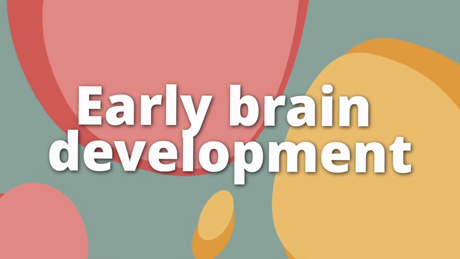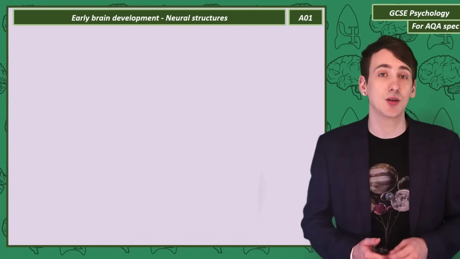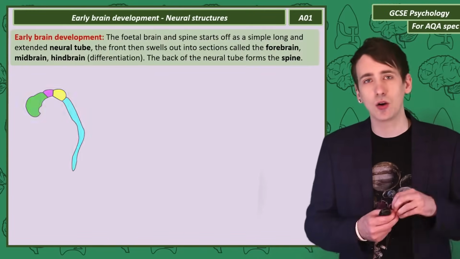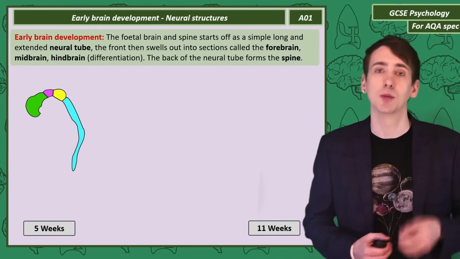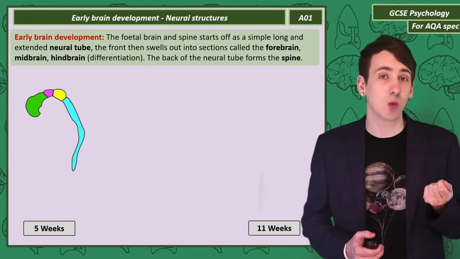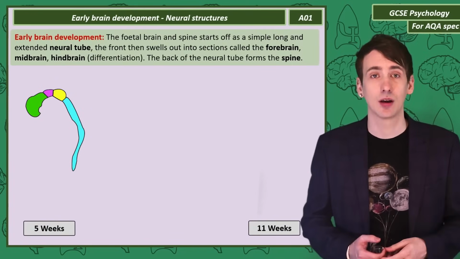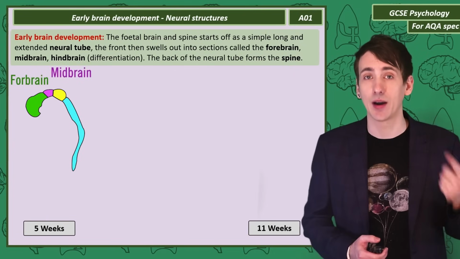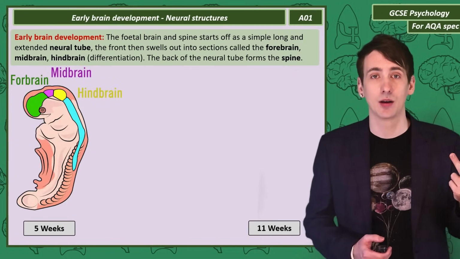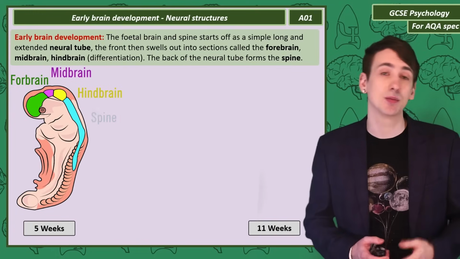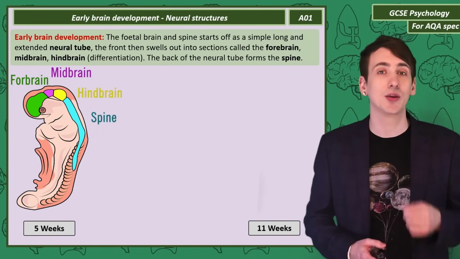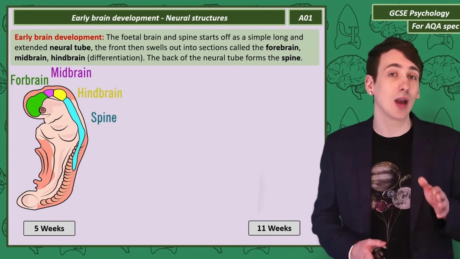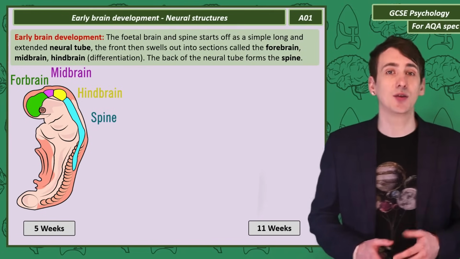Early brain development. When we think about the earliest stage of brain development, we start with a long and extended neural tube. The front of this tube then swells out into three sections: the forebrain, the midbrain, and the hindbrain. The back of the tube will then form the spine. Now, this process is called differentiation. What will happen to those early structures is as follows.